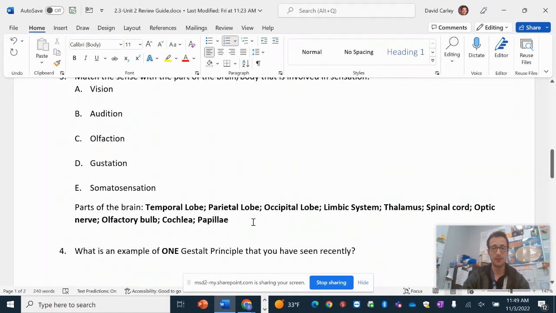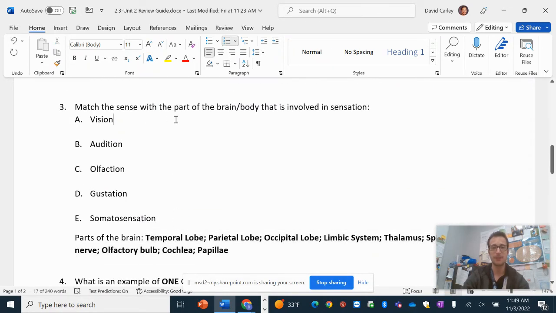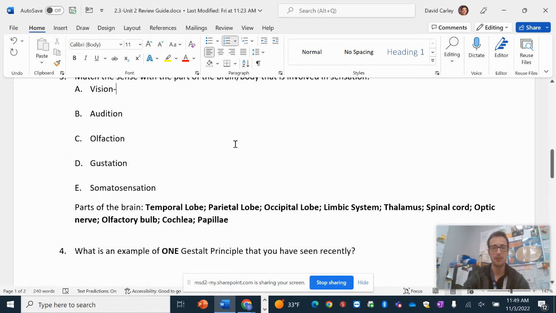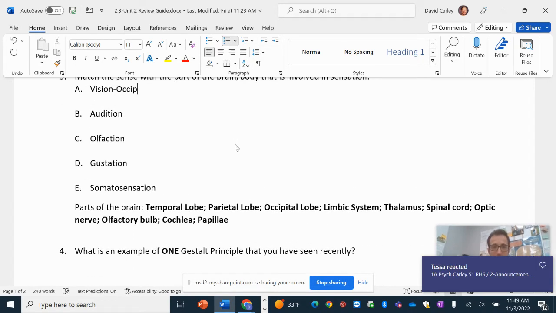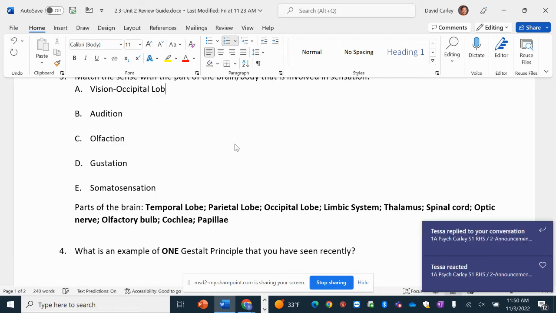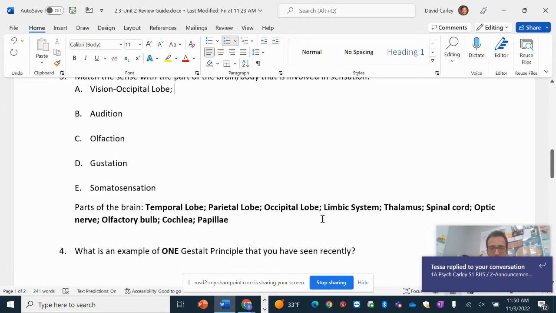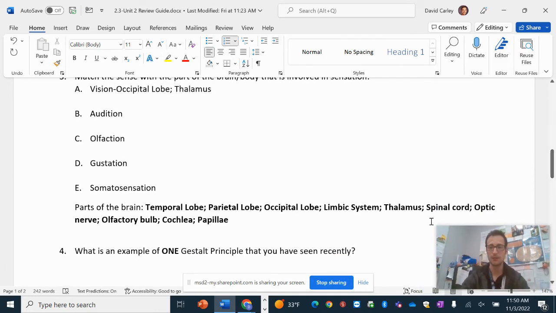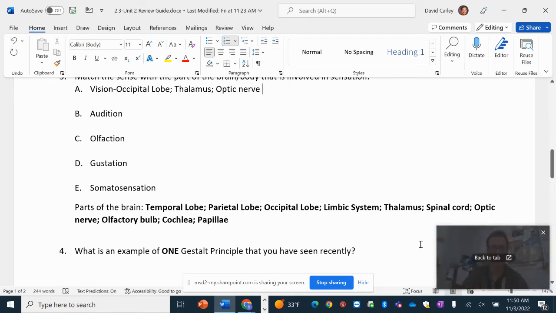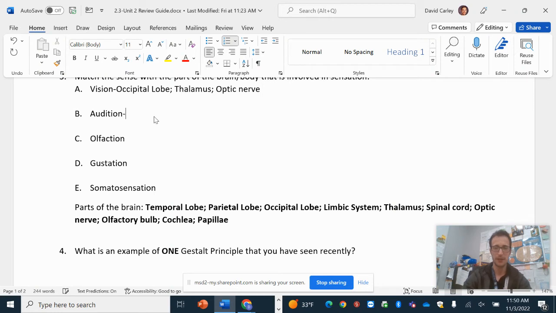The sense with the body part. I wanted you to match these specifically. Let's do the ones for vision, and we'll cross them all out. Vision is going to be the occipital lobe. Not the limbic system, but the thalamus is going to route that sensory information to the occipital lobe. Spinal cord, not really involved. The optic nerve is going to be involved in the process of transduction. Okay, so that crosses out. We used occipital lobe. We used thalamus, but we're going to use thalamus again, so I won't cross it out yet.